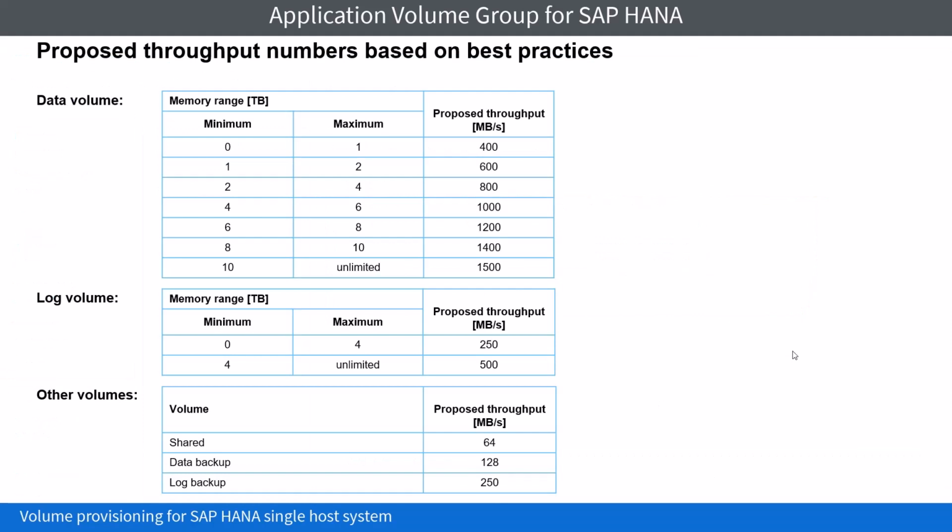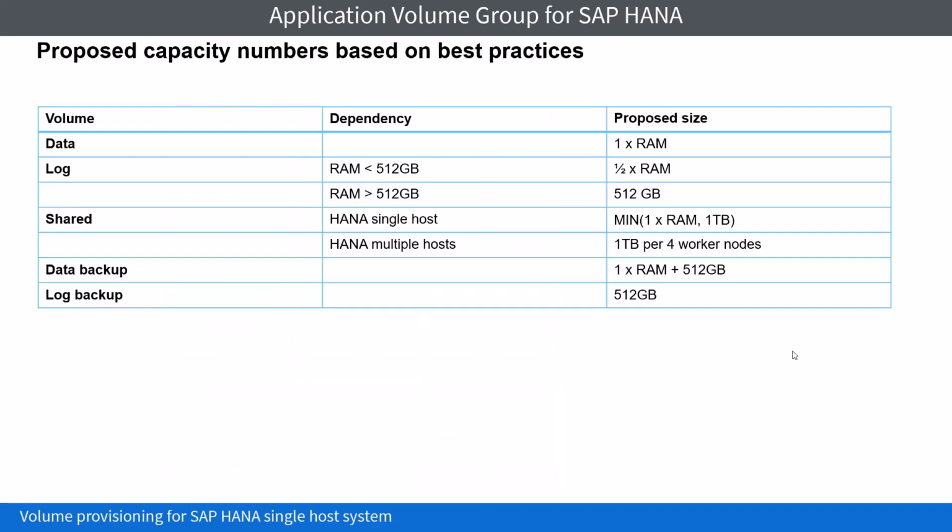So this table shows the throughput numbers for the different volumes depending on the RAM size of the HANA system. You can see that the throughput numbers for the HANA data and log volume start with the HANA KPI values and are increased for larger RAM sizes. Keep in mind that these numbers are proposals and can be adapted before the provisioning workflow or at any time later using the normal Azure NetApp file volume configuration.